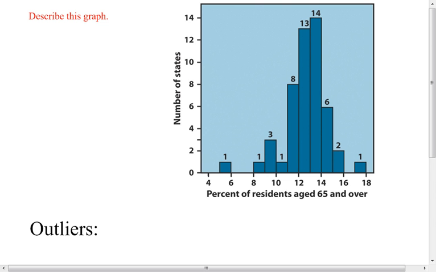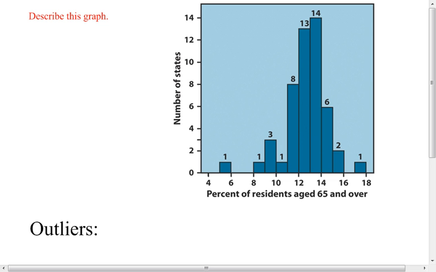So like this bar right here, you can see that there is one state that has between 5 and 6% of their residents that are age 65 and older. Okay, it doesn't tell you what state it is, but it does tell you that. Okay, first of all, you're going to look for outliers, which are kind of hard to do on a histogram, but an outlier on a histogram will show up as a bar that is far away from the others. Like you can see right here, you have a little bit of a gap. It's not a huge gap, so I would say that this right here is not an outlier. It could be, but I would guess it's not.